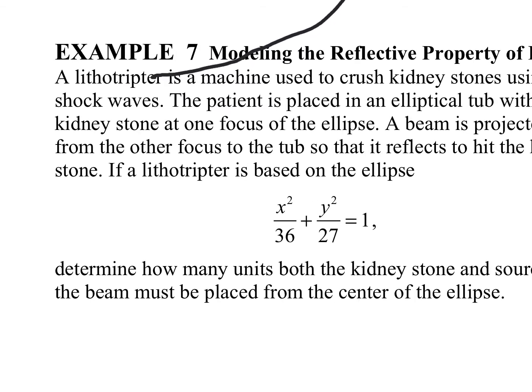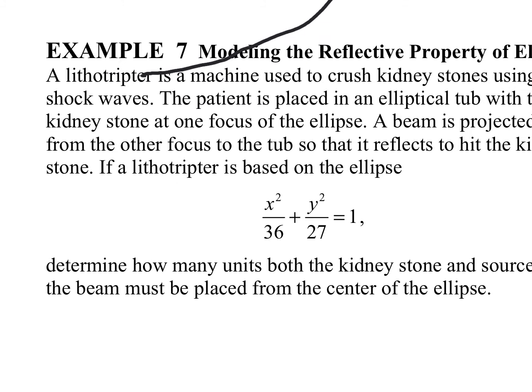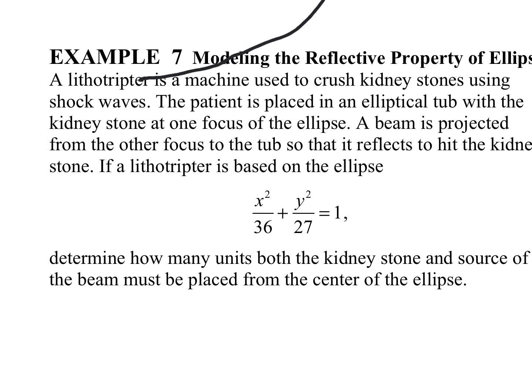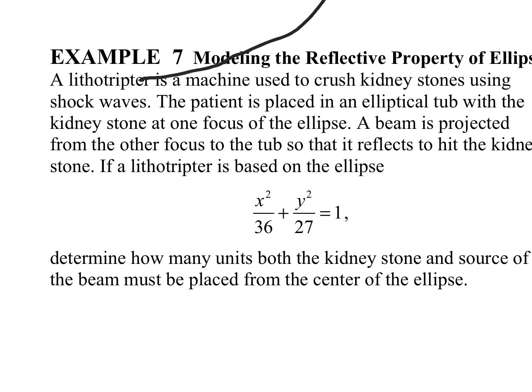What is that, a lithotripter? This is a machine used to crush kidney stones with shock waves. You medical people should know this. The patient is placed on an elliptical tub with the kidney stone as one focus of the ellipse. Wow, you can walk away saying my kidney was a focus. A beam is projected from the other focus to the tub so that it reflects to hit the kidney stone.